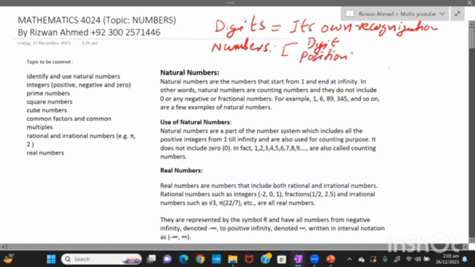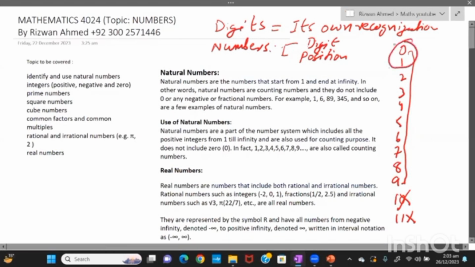When we talk about digits, we have the common digits 0, 1, 2, 3, 4, 5, 6, 7, 8, 9. But 10 is not a digit. 11 is not a digit. Basically, these are the only digits we recognize in the decimal number system. When we talk about the binary number system, we use these two digits, while in the pentagonal number system, we use these five digits.